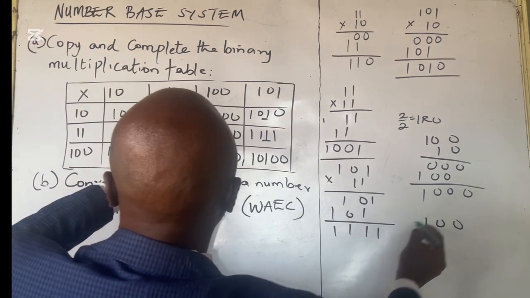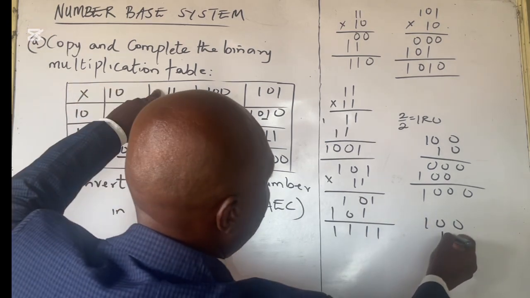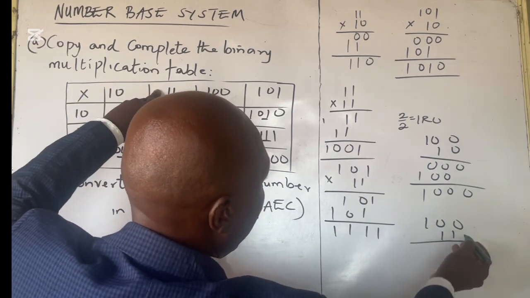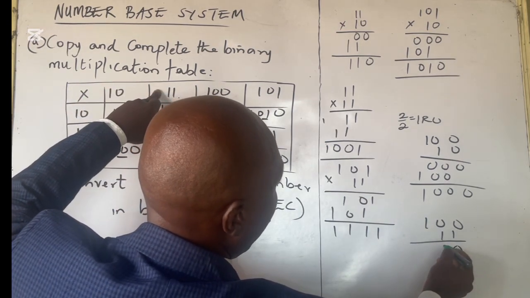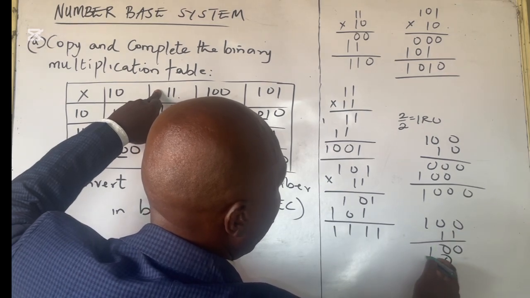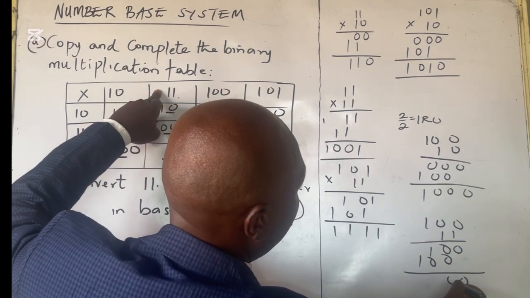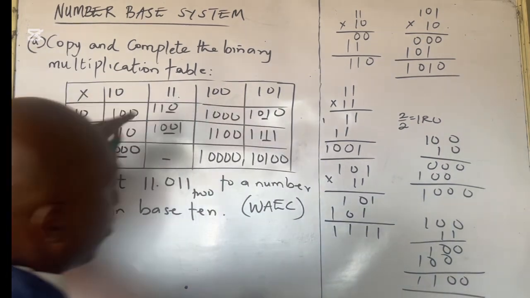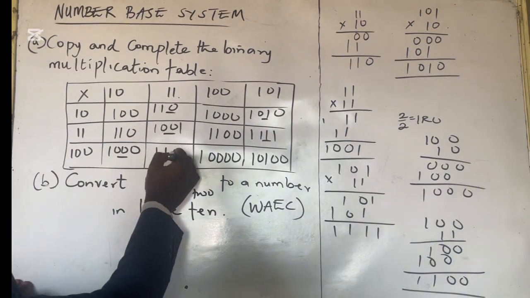So the last one now, which is 1, 0, 0 times 1, 1. So we have 1 times 3 digits. So 1 times 3 digits, that's 0, 0, 1. So when we add up, we have 1, 1, 0, 0.